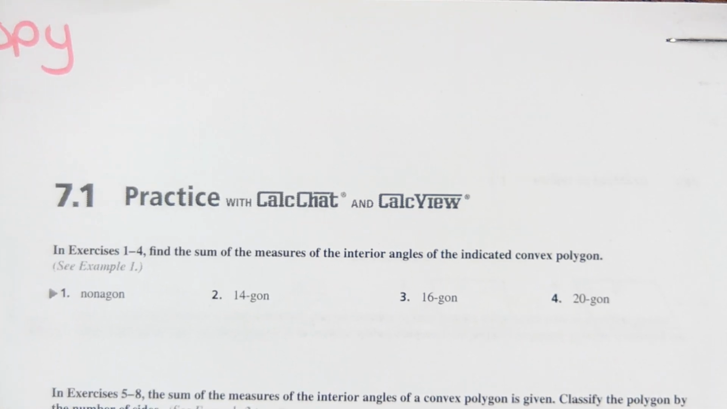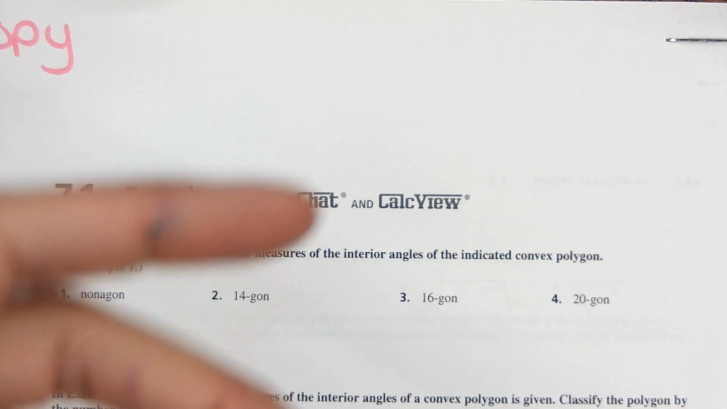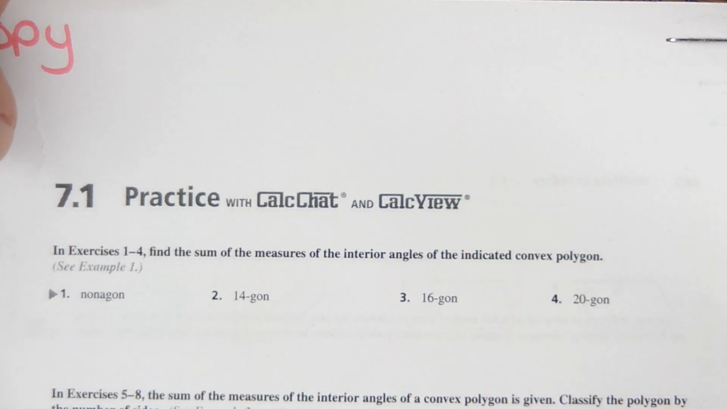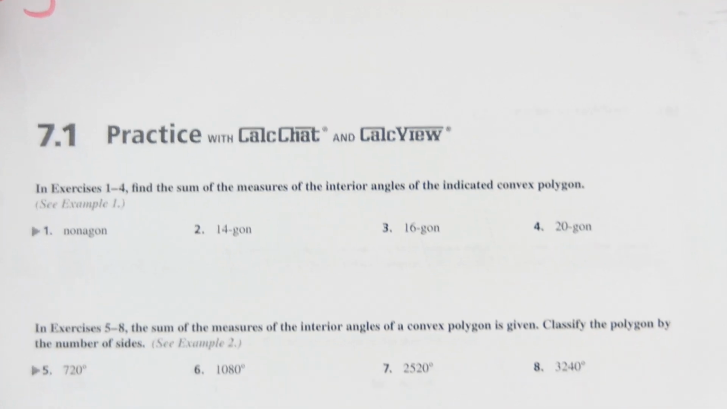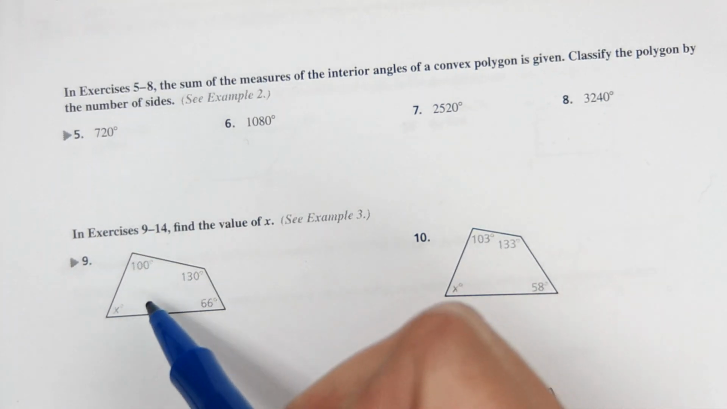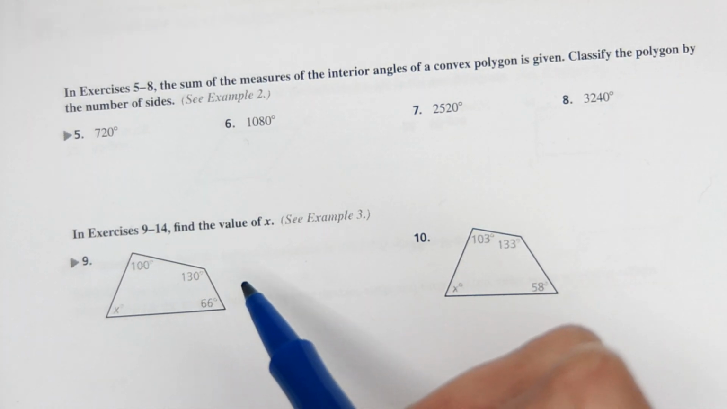Starting 7-1, these are the practice problems here. Normally I do a concept review before we jump into the practice problems, so I'll just do a little review up at the top. This lesson is all about the angles of polygons, so angles in a shape.